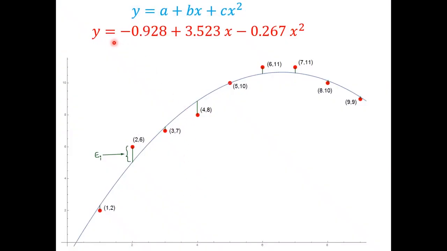Thus, we have y is equal to minus 0.928 plus 3.523x minus 0.267x square. Using the values of A, B and C which we have obtained, we can plot the curve like this. This is the form of a parabola. Among the different parabolas that can be plotted to approximate the assumed relation, this one is the best as it has the least residual error for all the given data points.